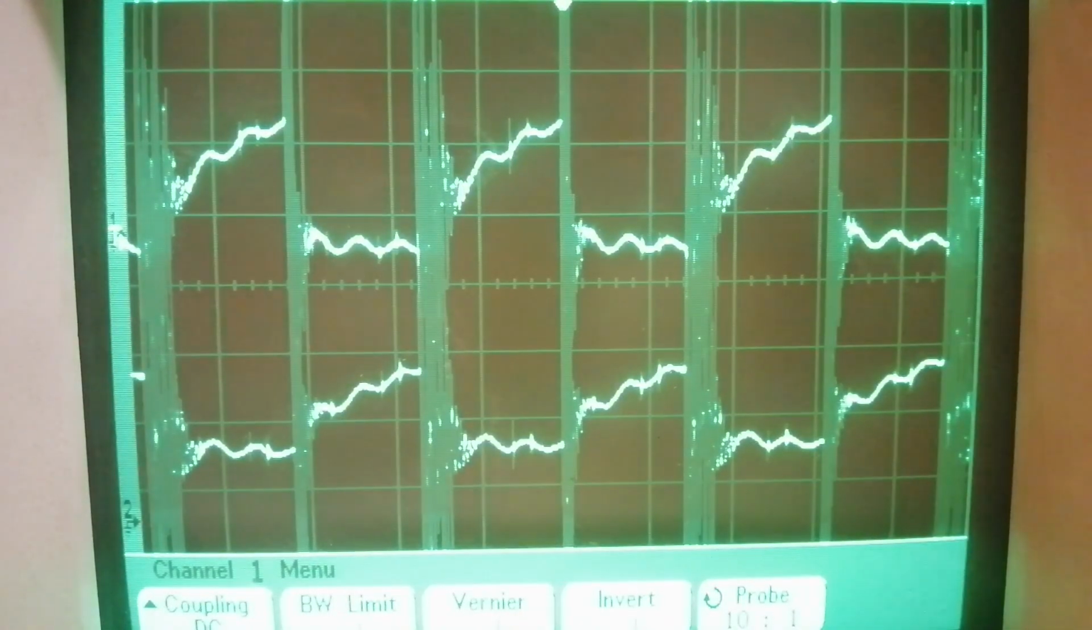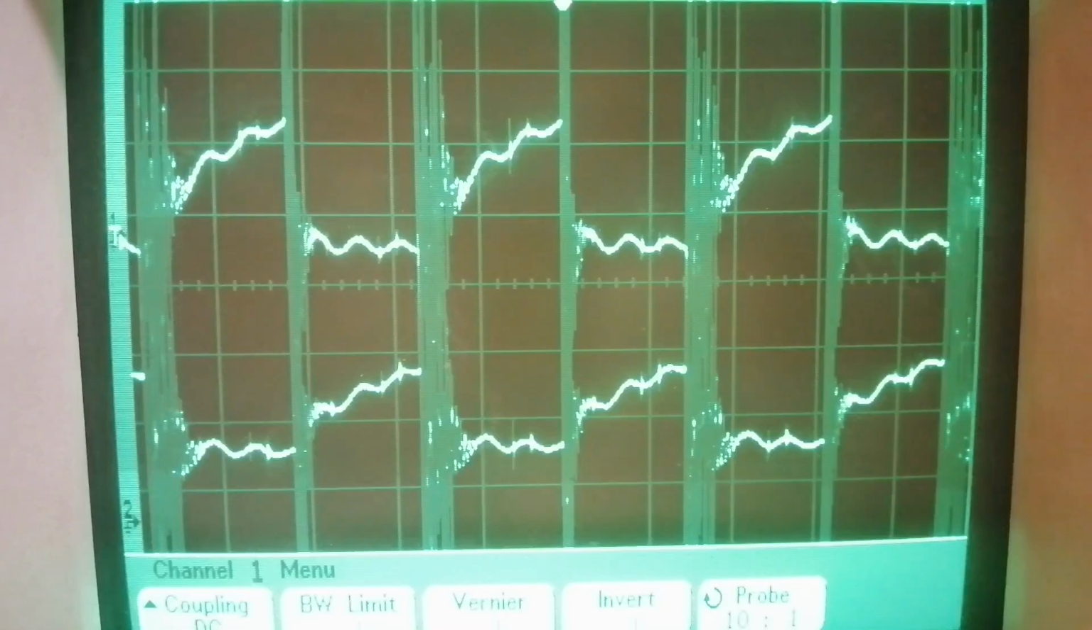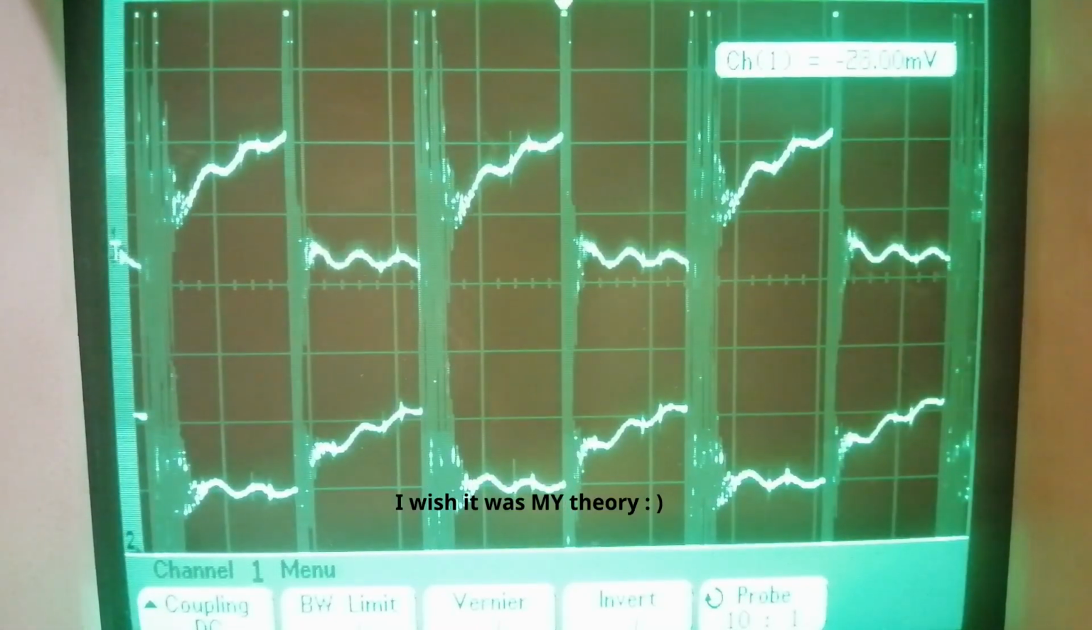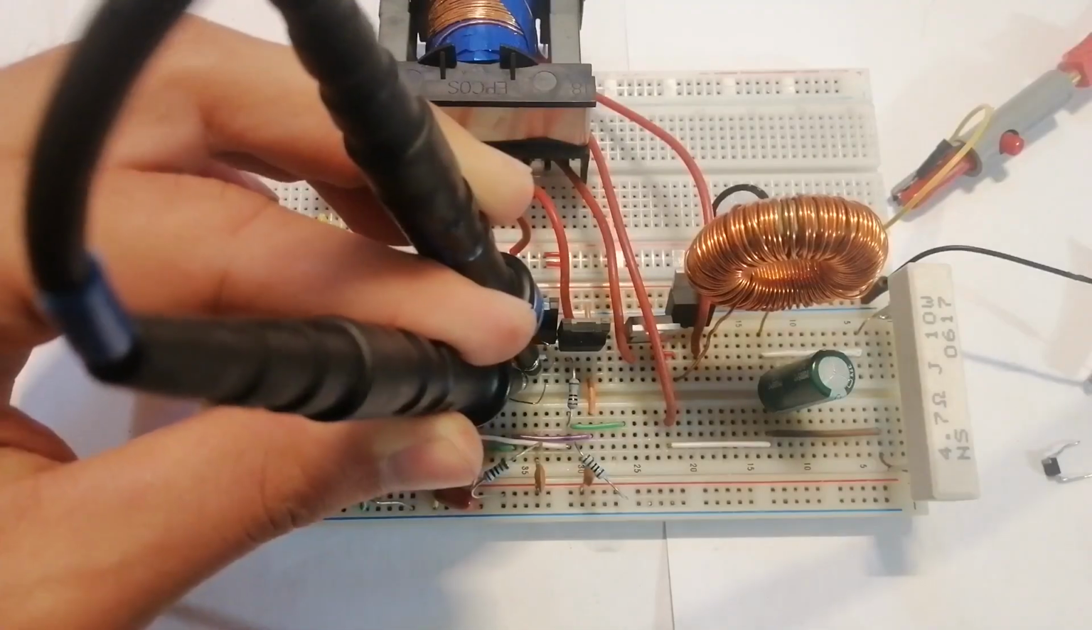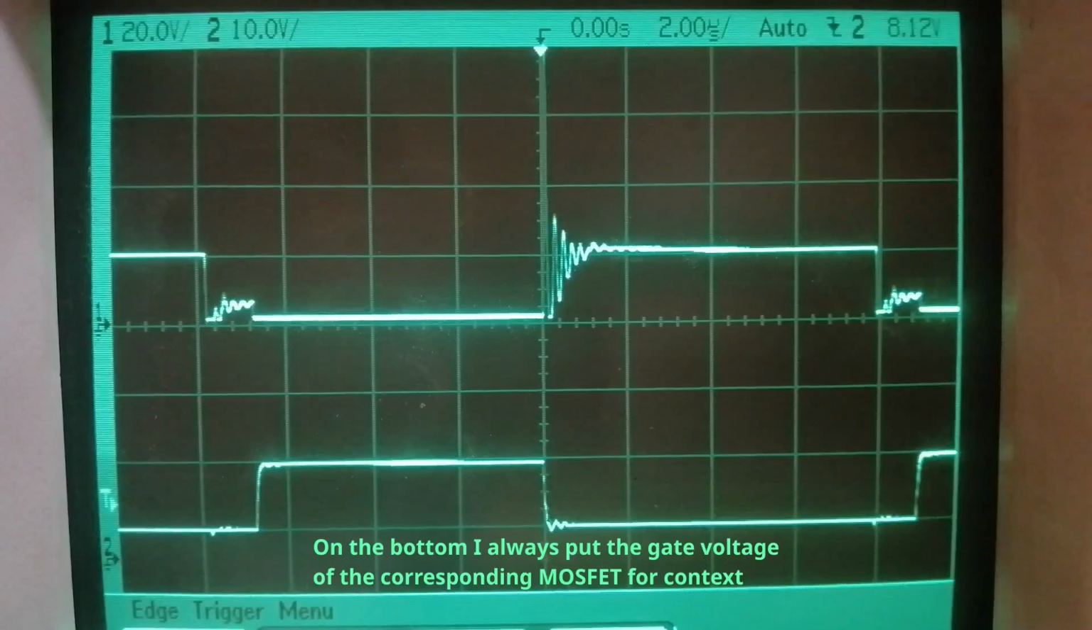In both cases, with and without this added capacitor, the currents seem to be almost identical. So actually, I don't know if this proves my theory. I guess not really, but it was at least interesting to see. The next thing I want to talk about is the voltage spikes on the drain of the MOSFETs.